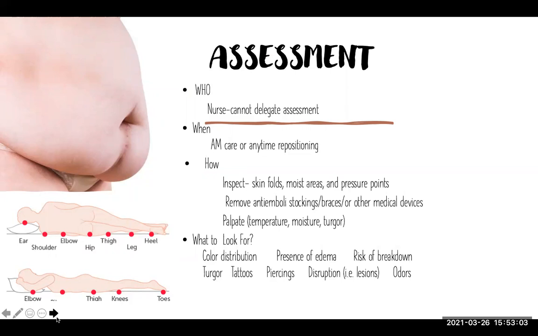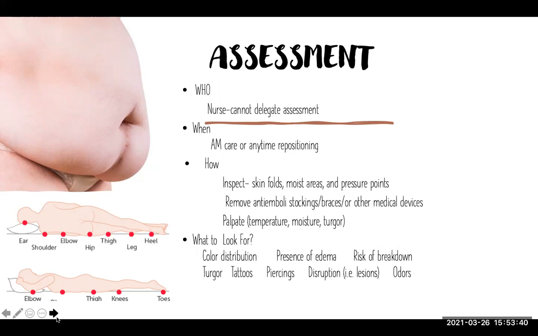What do we assess and how? We inspect the skin. It's important to look at skin folds, areas that are moist, like the perineal area, and pressure points. Any device that covers the skin, you want to remove, like anti-embolic stockings, braces, and medical devices. You need to remove those things so you can thoroughly see what's happening underneath them. We want to palpate for temperature, moisture, and skin turgor when we assess the skin.